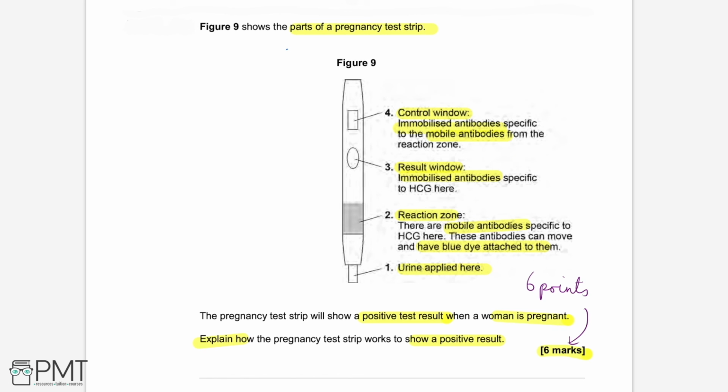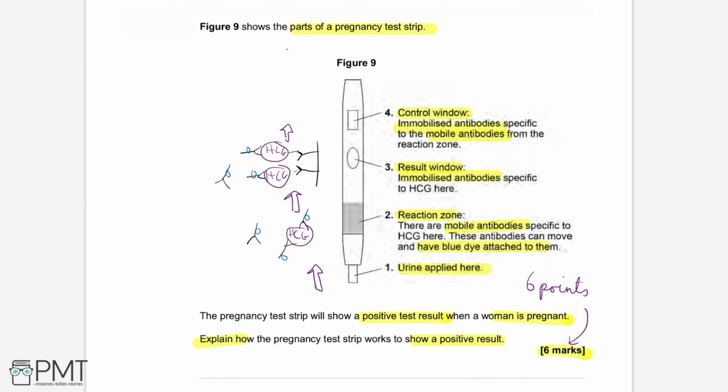So let's have a think about what is happening in the process. So for there to be a positive result, the urine that is applied will contain HCG. In the reaction zone, specific mobile antibodies with a blue dye attached will bind to this HCG. Now, urine will continue to move up the strip to the results window. Here, the HCG will bind to immobile antibodies found here. Now, since these HCG molecules have antibodies with blue dye attached, a blue line will be formed from all the molecules of dye.